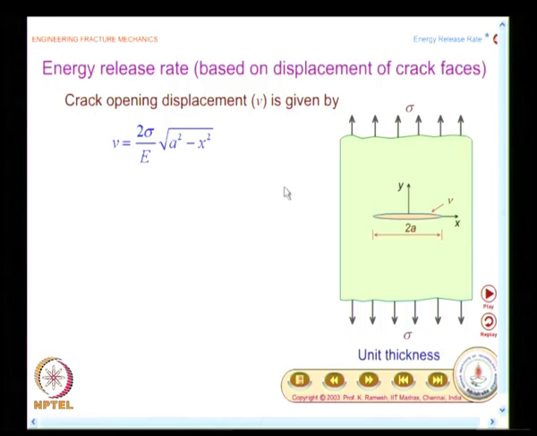Before developing the Westergaard stress function and looking at the displacement field, we had no knowledge how the crack surface, the crack face would displace. Now, we have that information. From the COD development, we know the V displacement is nothing but 2 sigma divided by E root of a squared minus x squared. So, we are better off now, we have one step further.